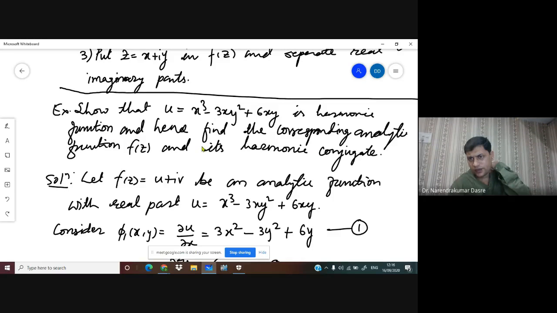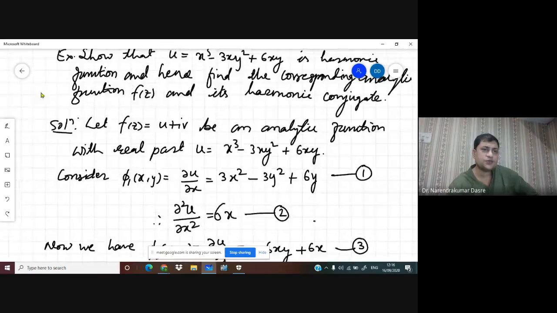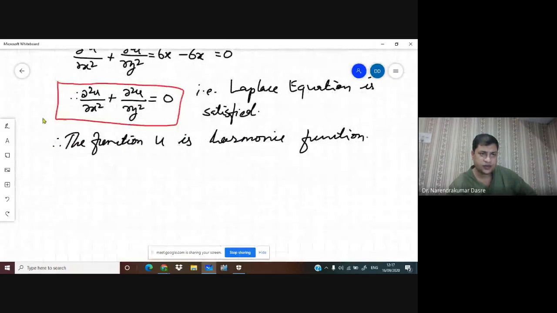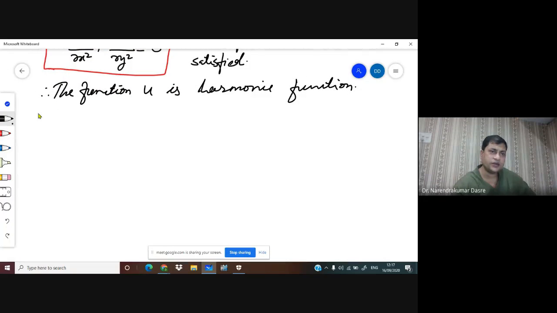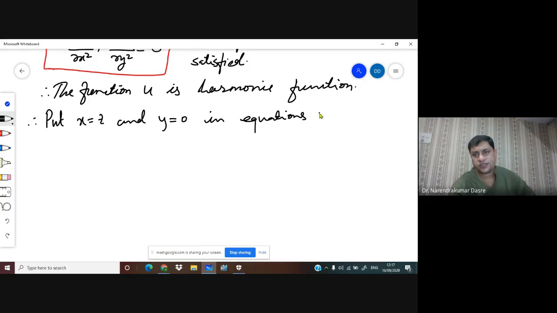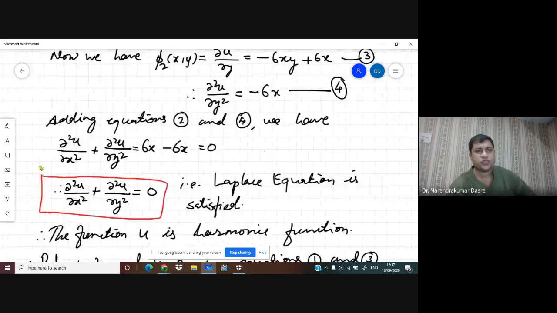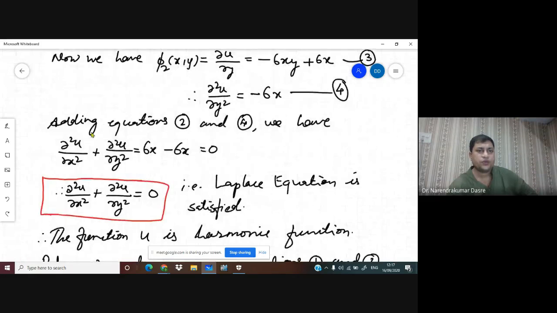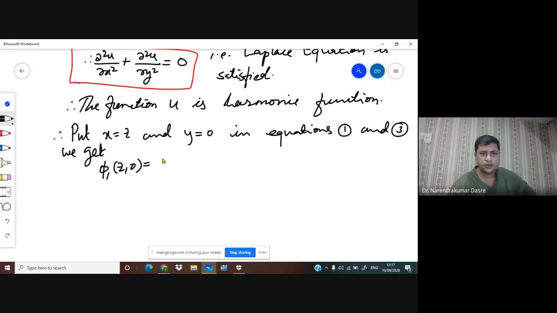Now we have to find the corresponding analytic function. So to find this corresponding analytic function, we have to use equations 1 and 3. So the two steps of the Milne-Thompson method we have already completed. Now we have to go to the third step, and hence we write: put x is equal to z and y is equal to 0 in equations 1 and 3, we get phi 1 of z, 0. Okay, see what is phi 1 of z, 0. So here this will be 3z square, this will be 0, this will be 0. Okay, this is the term you'll be having here. We get this is going to be 3z square, and we have phi 2 of z, 0.